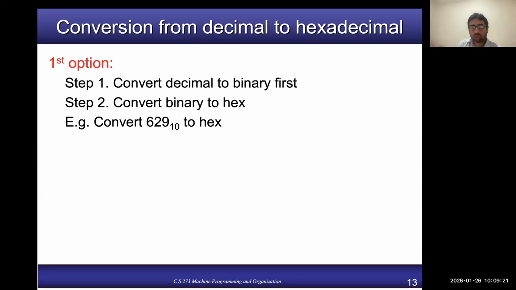So only convert 629 to hex and let me know what binary you found. Okay, if you are done, please also paste your binary in the chat box.